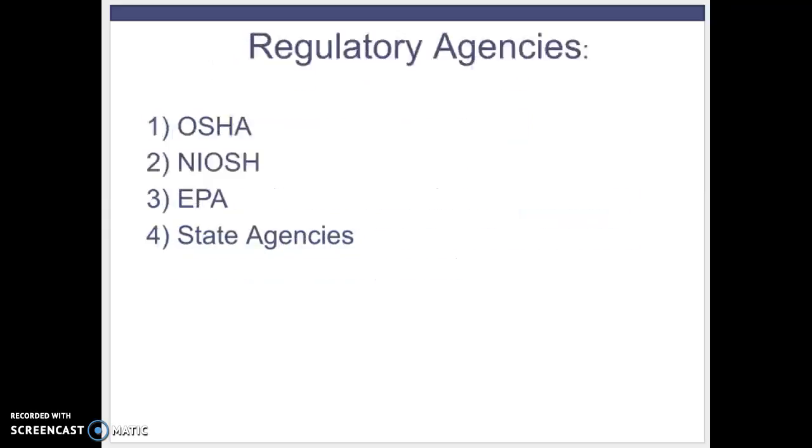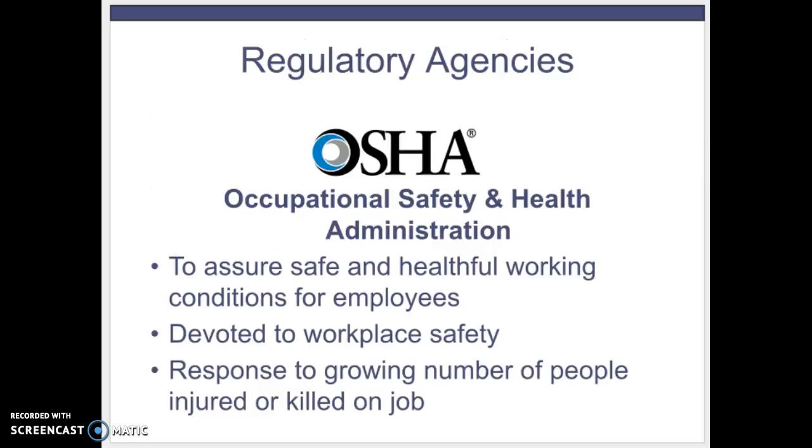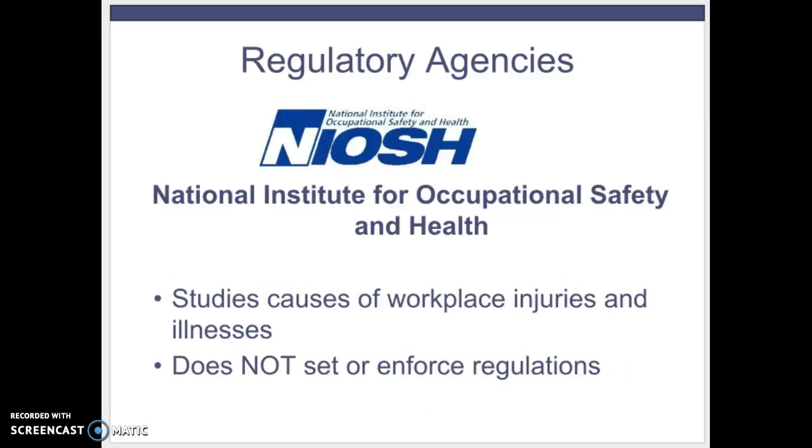And so as we look at safety, there are a number of agencies that regulate safety. These are three of the primary, and then there are also state agencies on top of that. Today we'll begin talking about OSHA. Their job is to assure safety. They're the Occupational Safety and Health Administration. They're devoted to workplace safety, and they really monitor and enforce the pieces of that.